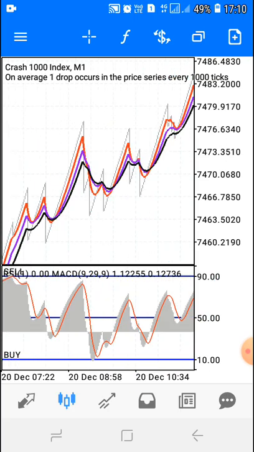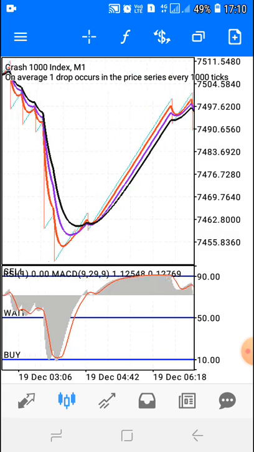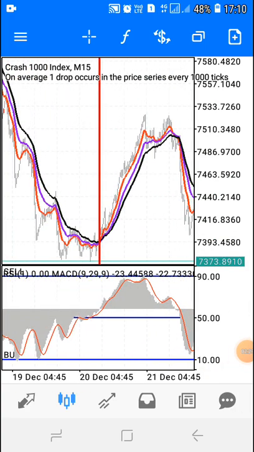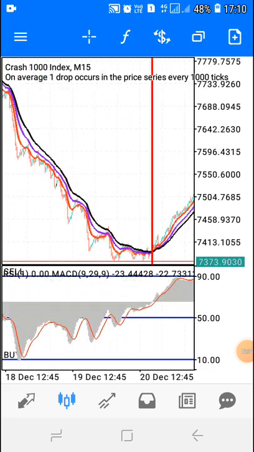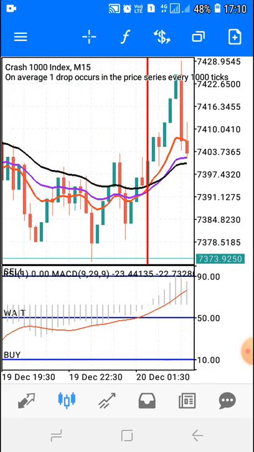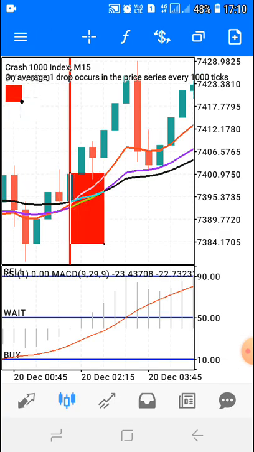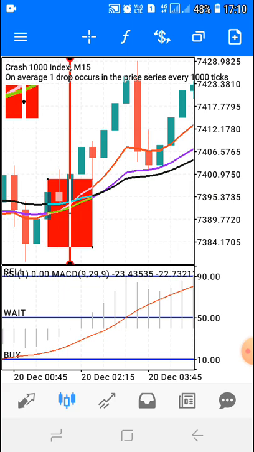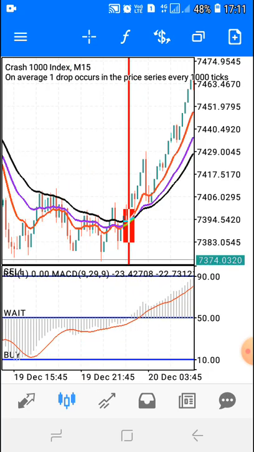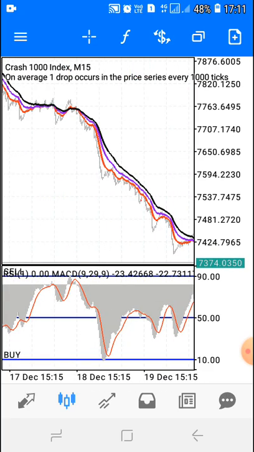Okay, so guys, when we trade Crash 1000, we want to go to higher time frames. Let's just say, for example, we are using the 15-minute time frame. We can see over here that there was a crossover. Let me just zoom in. The red moving average crossed over the purple and black moving averages. So what does that mean? It means that the market was moving in a slight uptrend.